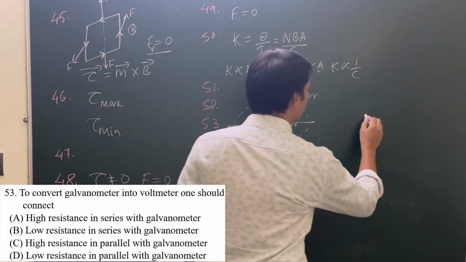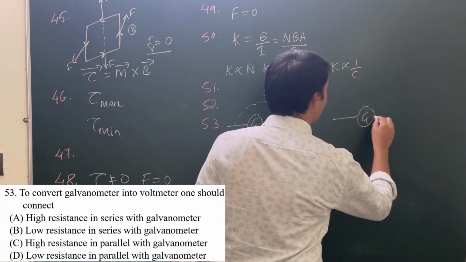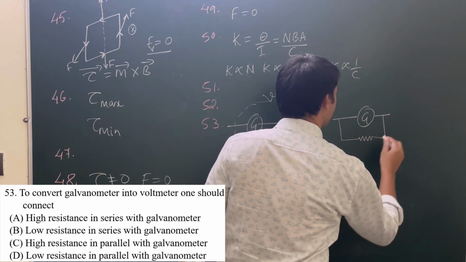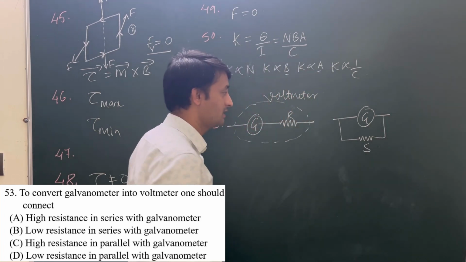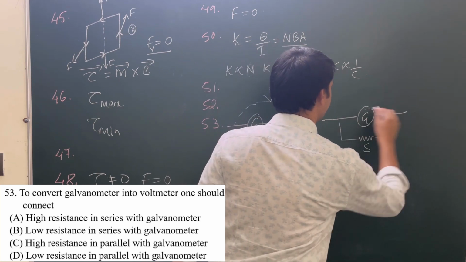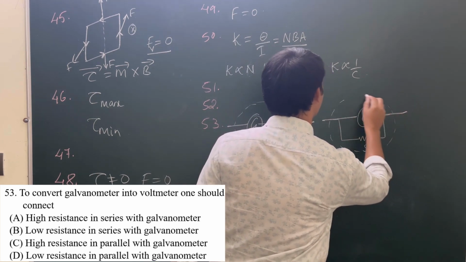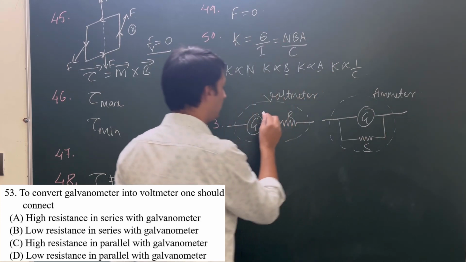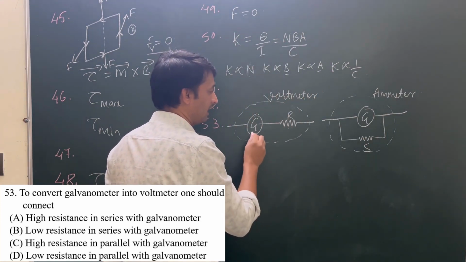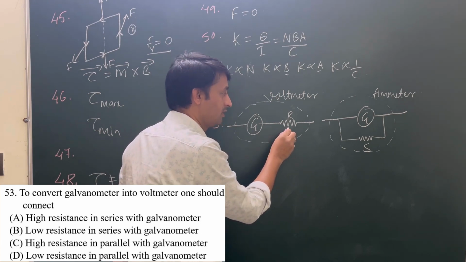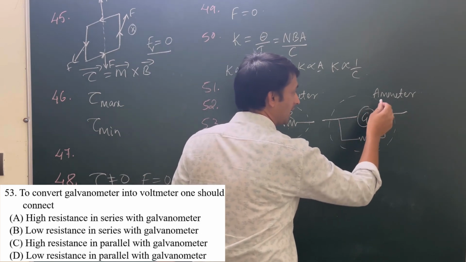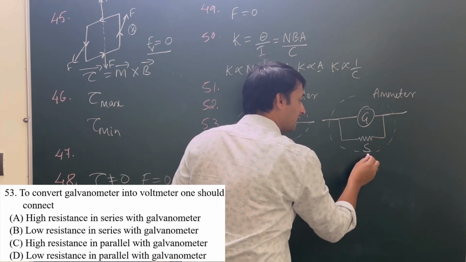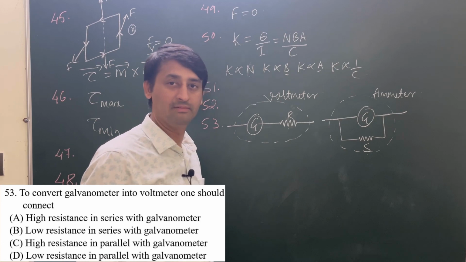Similarly, if you want to convert a galvanometer into an ammeter, we have to connect a low resistance, which is called a shunt resistance, in parallel. Then this will become an ammeter. To convert a galvanometer into voltmeter, we have to connect a high resistance in series. Similarly, to convert a galvanometer into ammeter, we have to connect a low resistance in parallel.